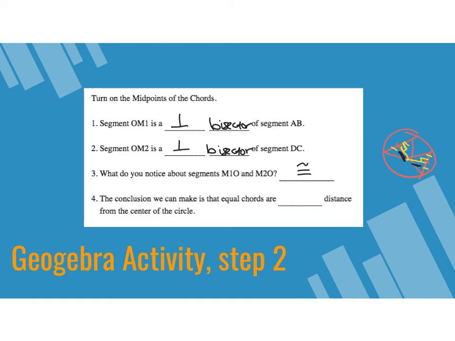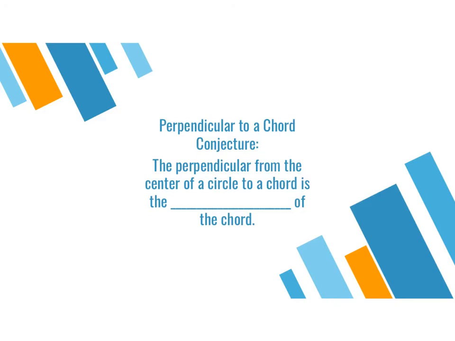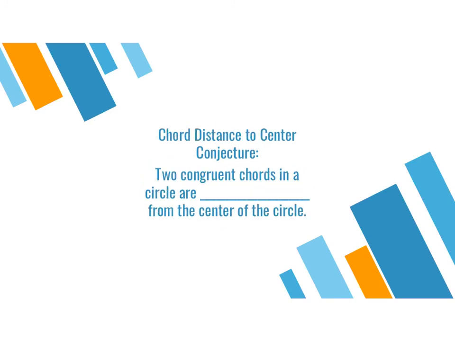So we can conclude that equal chords are equidistant from the center of the circle. So they will always be the same distance from the center, and that line, that distance, is always going to be perpendicular to the chord and cut it in half. So the perpendicular from the center of a circle to a chord is the bisector of the chord. So it splits the chord in half. And two congruent chords in a circle are equidistant from the center.